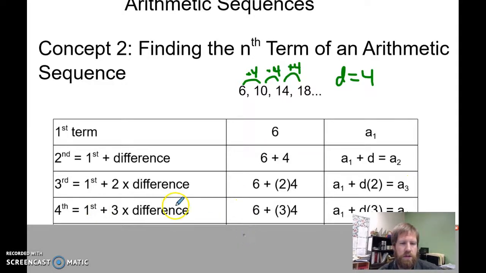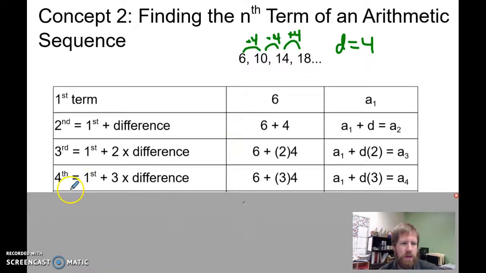Fourth term looks to be the same thing. It's my first term plus 3 times the difference. Okay, I'm going over 3. So 6 plus 3 times 4. Or my first term plus my difference times 3 equals my fourth term. Okay, and that's good for the first 4 terms.